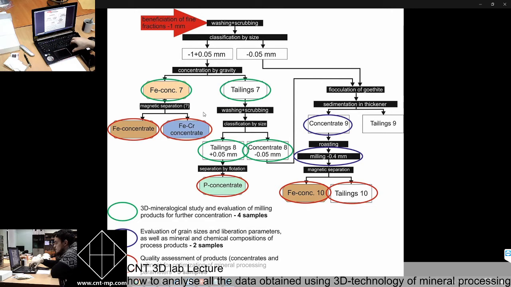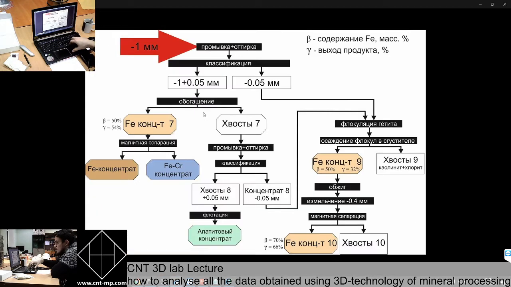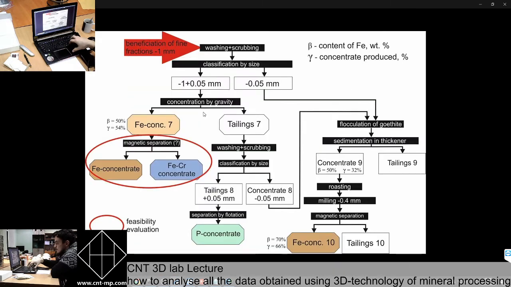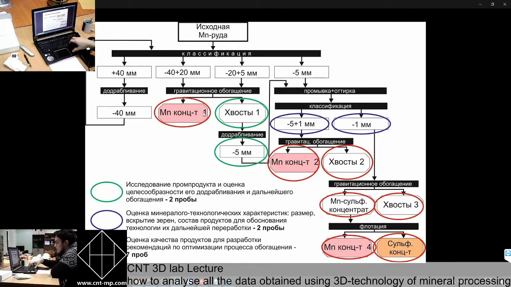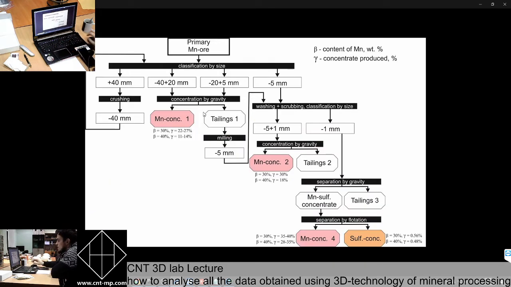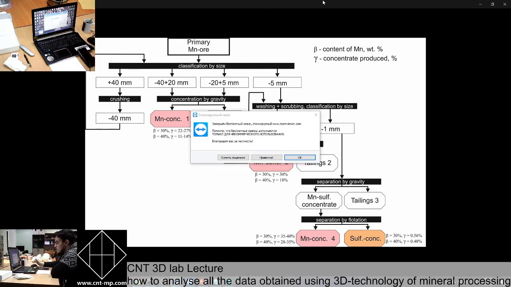If you're interested, you always can contact us. I will send you these flow charts, etc. So I think I'm done. If you have any questions, you can always ask me or Vlad or Alexander.